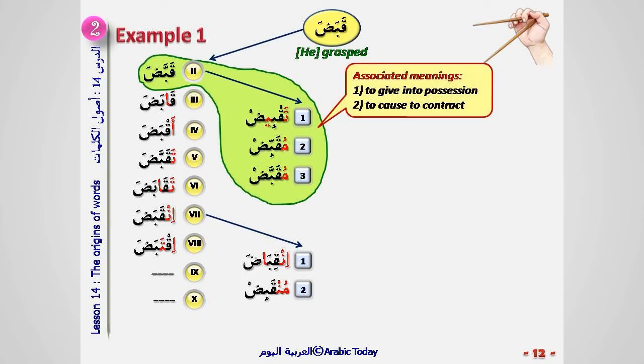Let's focus on the derived verb patterns. For instance, the second derived verb form, قبض, expresses the transitive meaning of making somebody grasp something, for example, money. In the figurative sense, قبض expresses the meaning of pain or anxiety causing the face to contract.